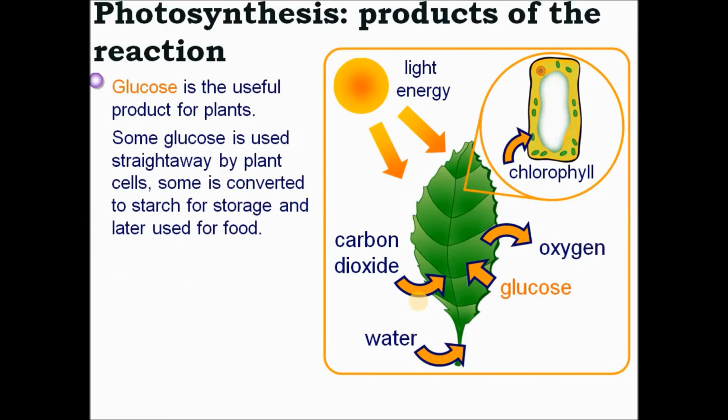What happens to the glucose? The glucose that is produced will then get converted into a complex carbohydrate called starch, and later on this starch gets stored as food in the various parts of the plant, including the leaf.